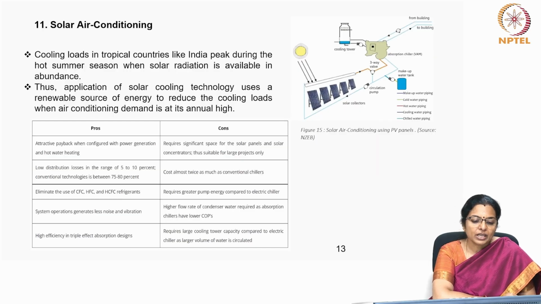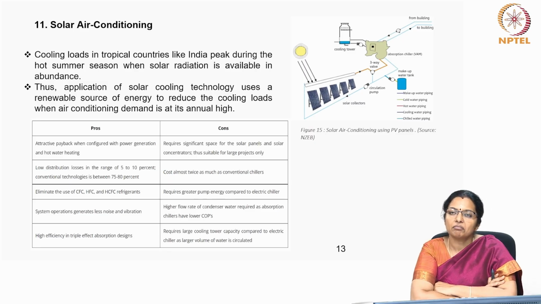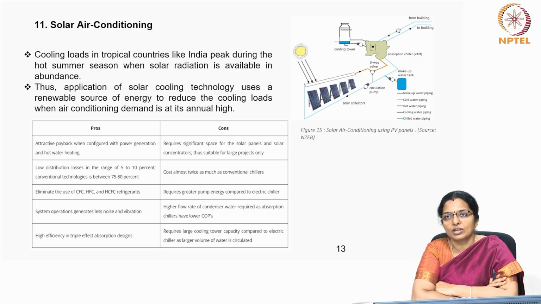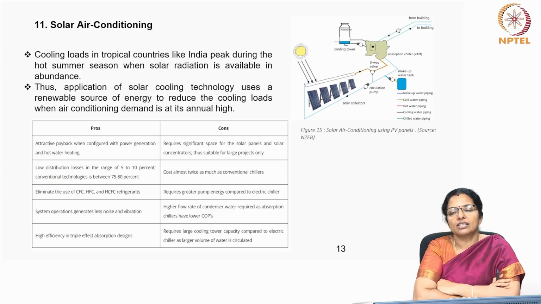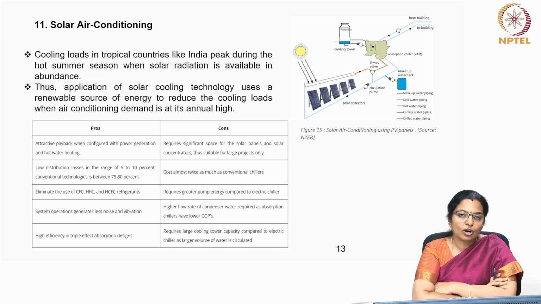Then we will see the solar air conditioning. So, cooling loads in tropical countries like India peak during say April or May, which are hot summer season, when solar radiation is available in abundance. Thus, application of solar cooling technology uses a renewable source of energy to reduce the cooling loads when air conditioning demand is at its annual peak. So, with solar air conditioning, you have an attractive payback when configured with power generation and hot water heating.